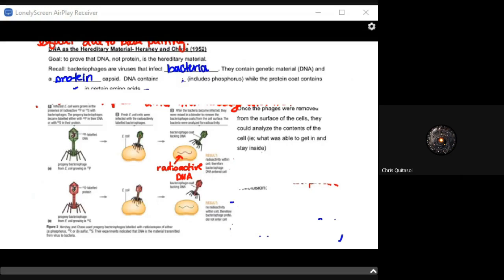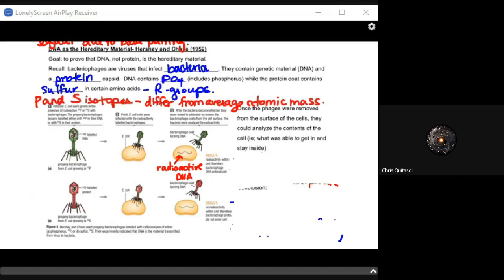These bacteriophages were great because they were just DNA and a protein capsid. The DNA contains that PO4, that phosphorus group, while the protein coat does not. It contains sulfur in certain amino acids, those R groups. So the phosphorus and sulfur isotopes differ from the average atomic mass.